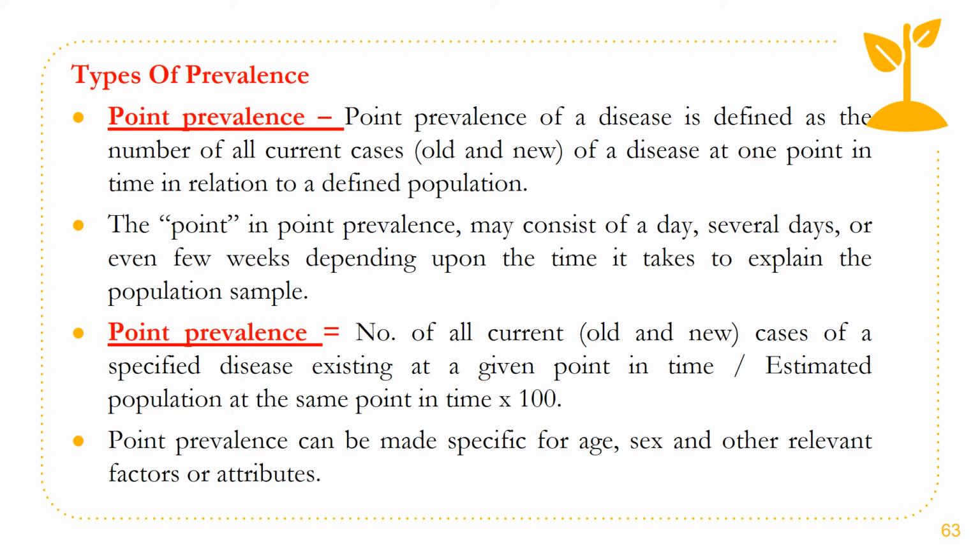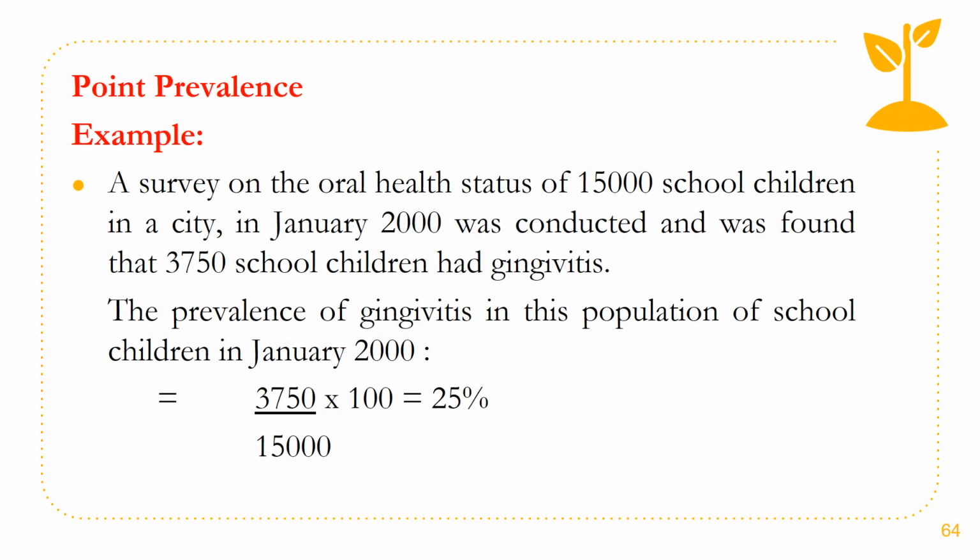Point prevalence: number of all current, old and new cases of a specified disease existing at a given point in time per estimated population at the same time, into 100. Point prevalence can be made specific for age, sex, and other relevant factors or attributes. So this is an example of how to calculate the point prevalence.